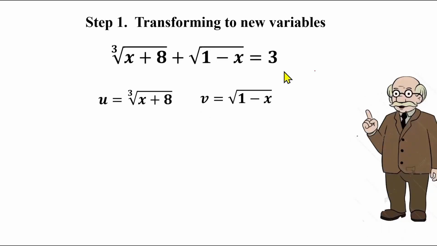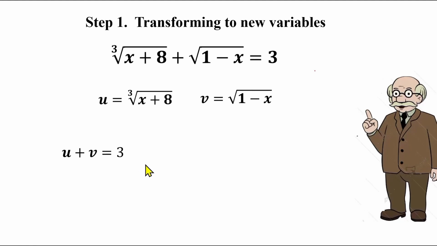Let's continue. First, we replace the radicals with new variables. At this stage, you might ask, what is the advantage? We have ended up with a single equation with two unknowns. It is impossible to solve. You are right. However, we can proceed as follows.